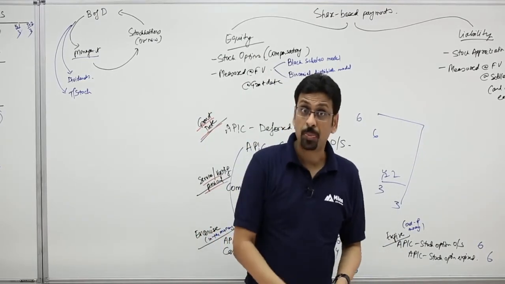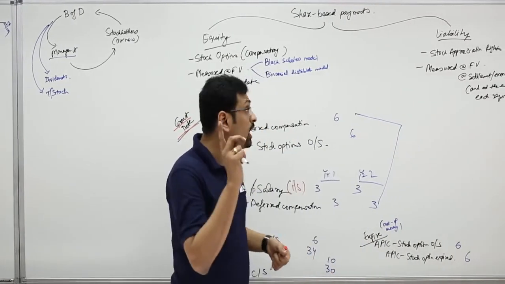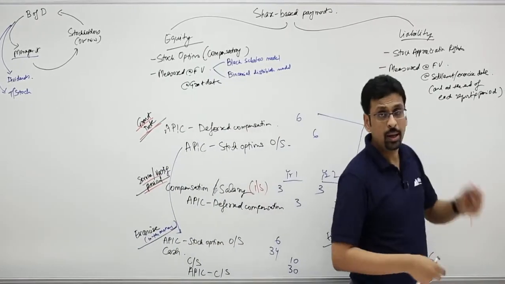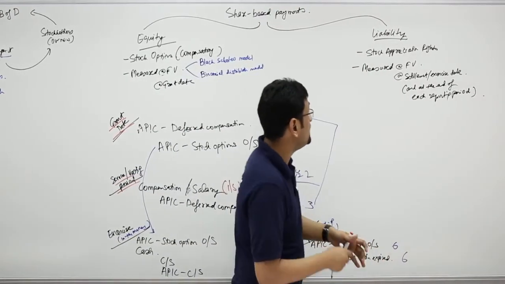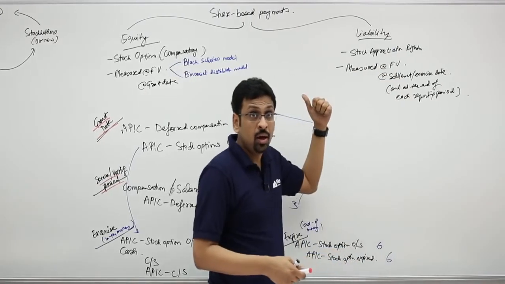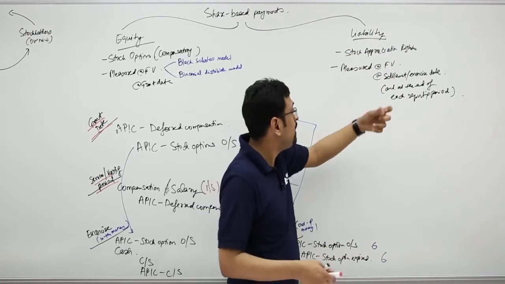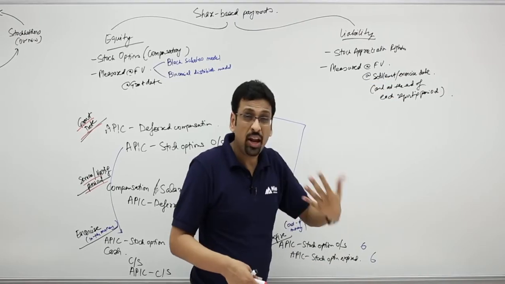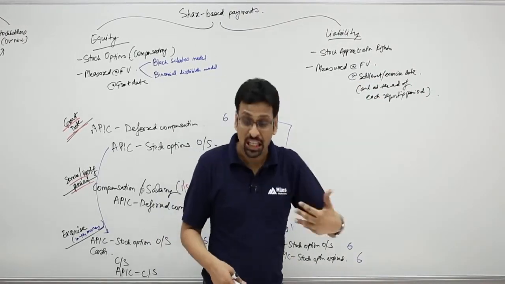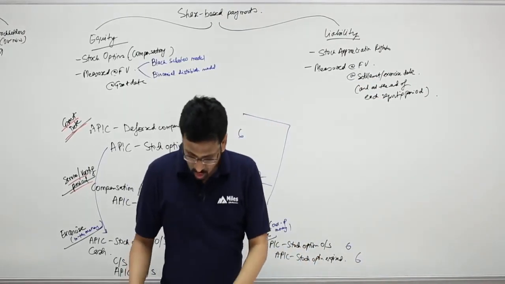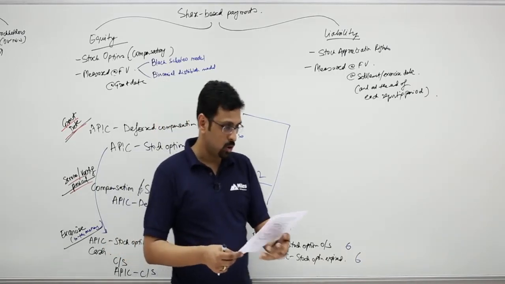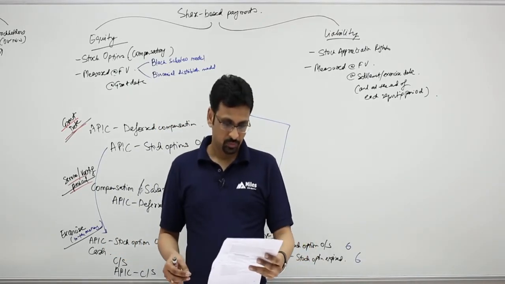Now besides stock options, you could also issue stock appreciation rights to employees. So that is basically measured at fair value again, but fair value of the liability, and it's measured at settlement or exercise date. And you're also looking at measurement at the end of each reporting period. So again, we look at another example on the book.